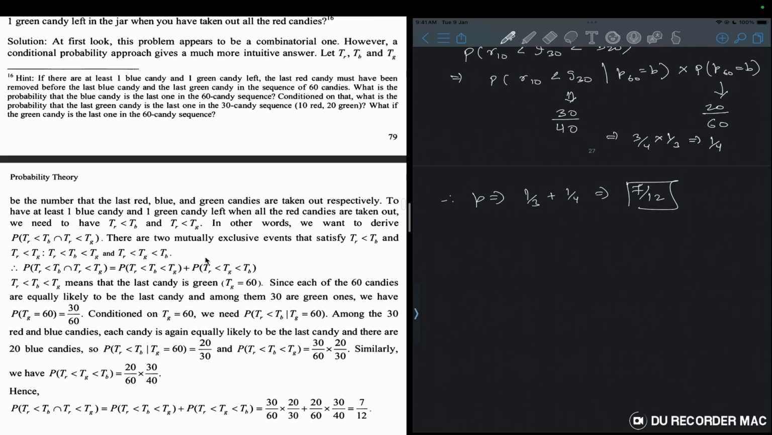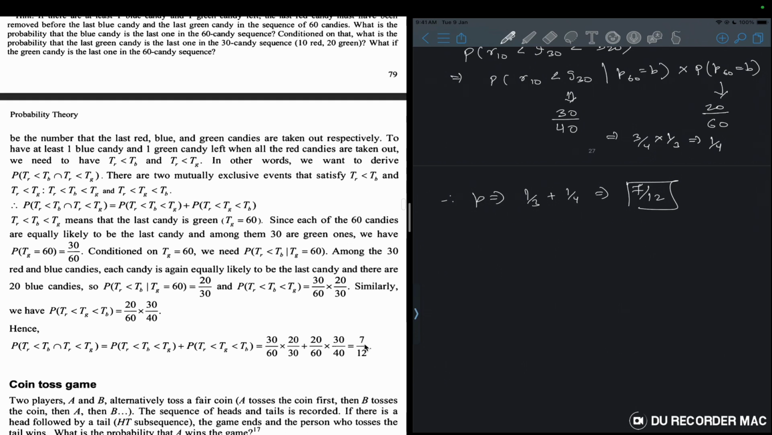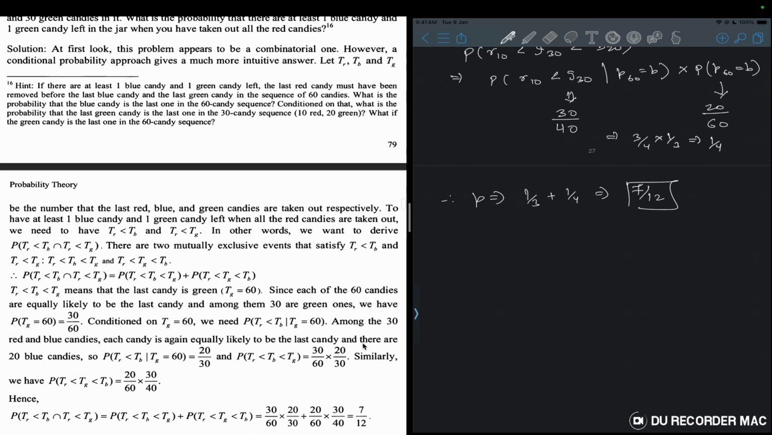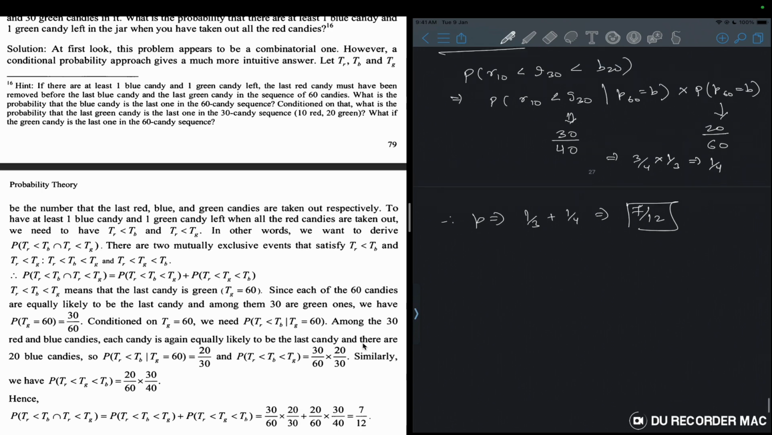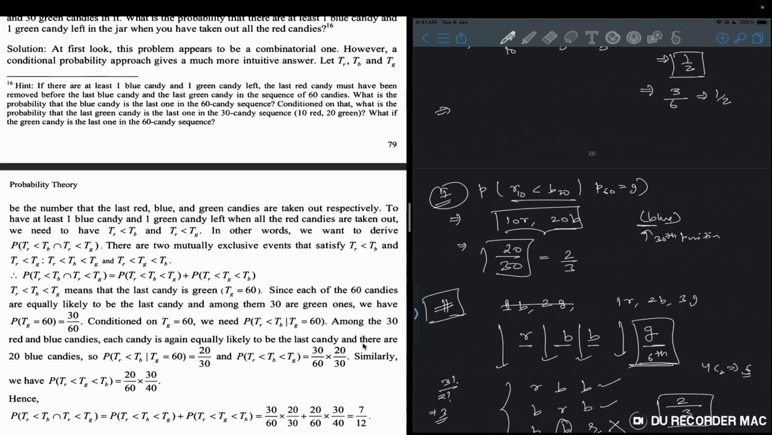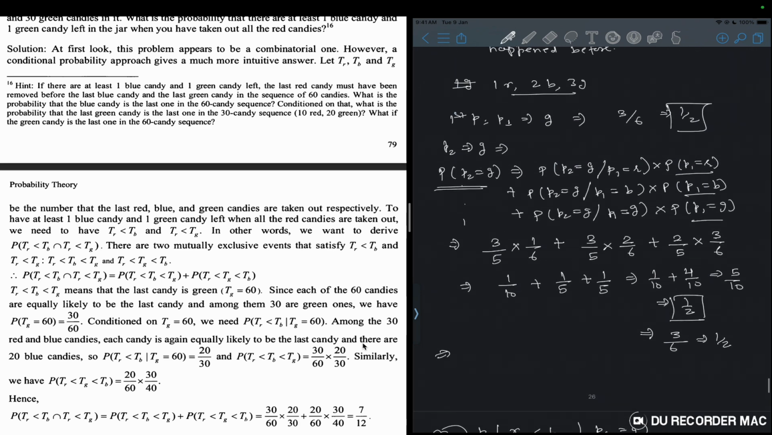Let's verify if that is the correct answer. Yes, it's 7 by 12, which the author is also getting. So overall, if you understand the concept of independence to its core, and if you are able to intuitively understand the steps which the author has written, then it's all good.